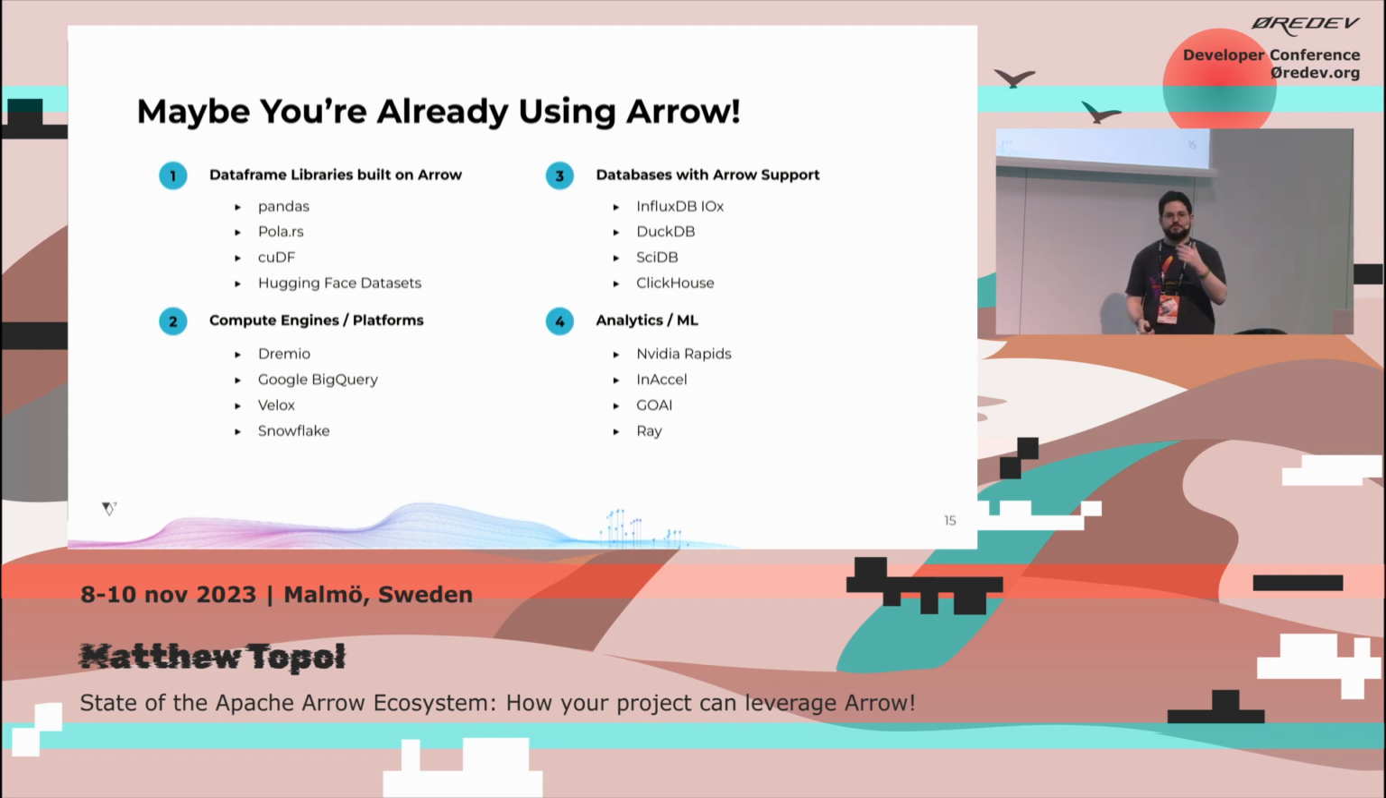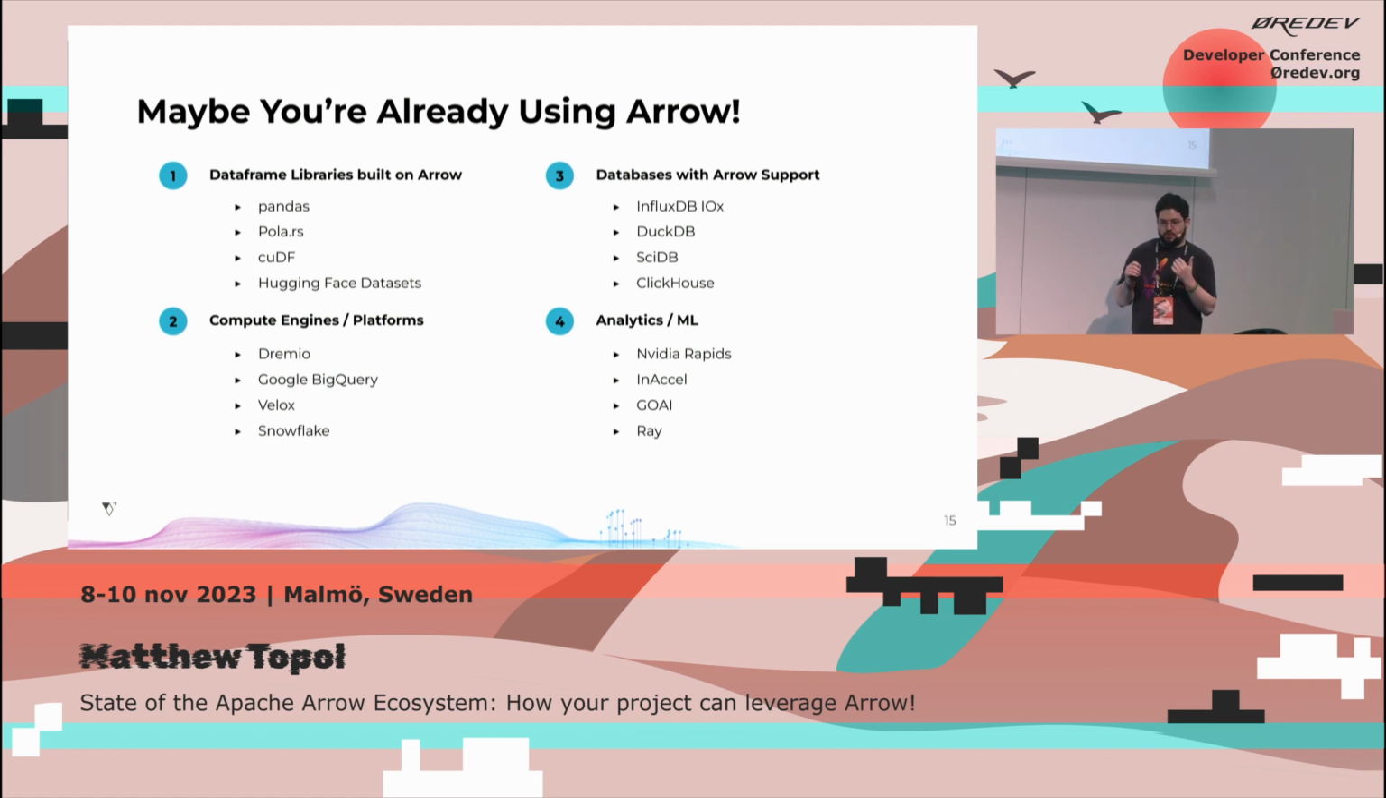If you're using pandas or Polars, you're using Arrow. The entire Polars library is built on the Rust Arrow implementation that they built on top of to build their APIs and the data frame library of Polars. They're using Arrow as their memory format. If you use cuDF or NVIDIA RAPIDS, that's the Arrow data format on the GPU.